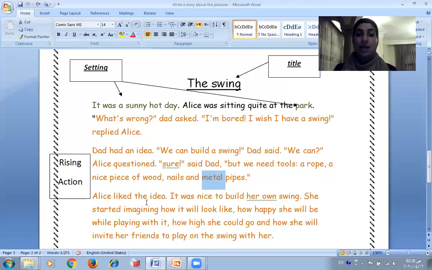Alice liked the idea. It was nice to build her own swing. She started imagining how it looked like, how happy she will be while playing with it, how high she could go, and how she will invite her friends to play on the swing with her. And I want you here to notice the verbs that I'm using. Like I'm using liked. I'm using asked, past tenses, okay?